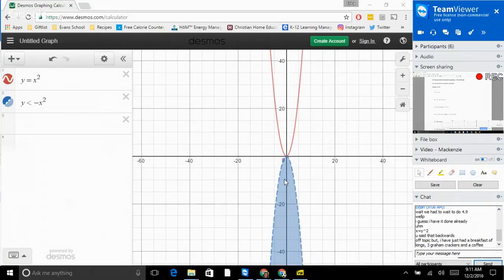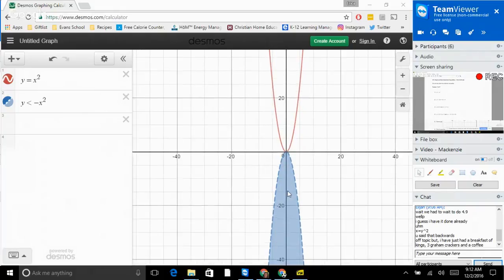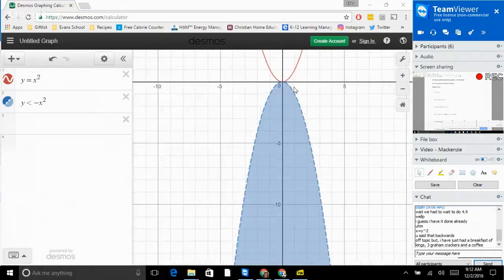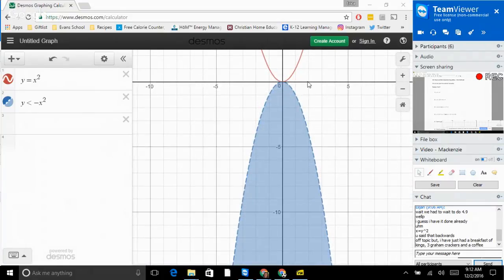So for example, I could pick, okay, well, what happens when, let's see, let's pick x equals 2. So when x equals 2, 2 squared is 4, and it's negative 4. So we want to shade in here at 2, 0.